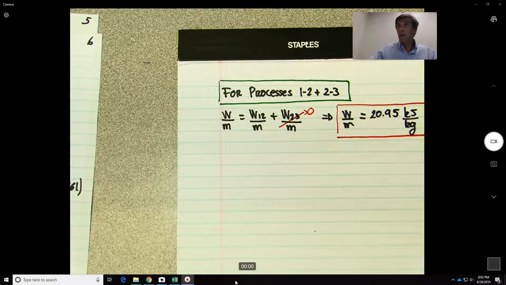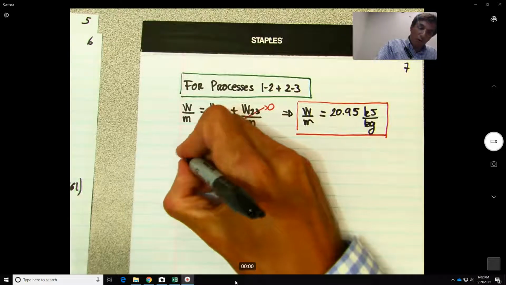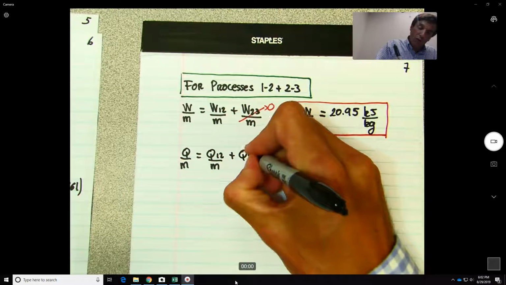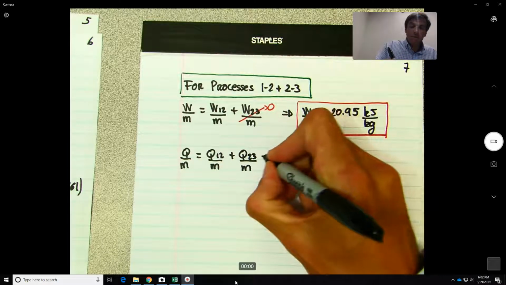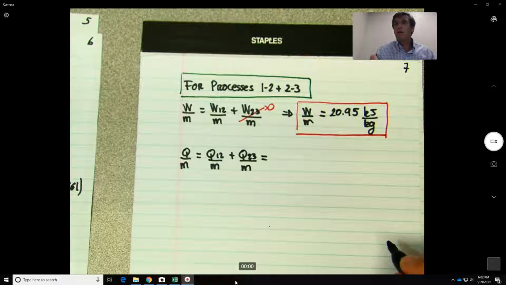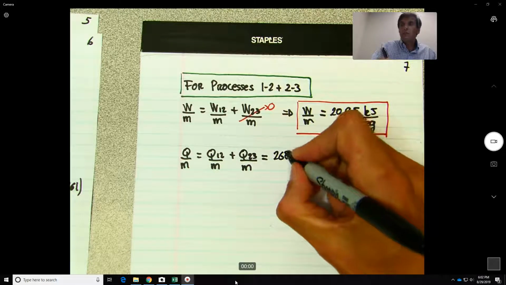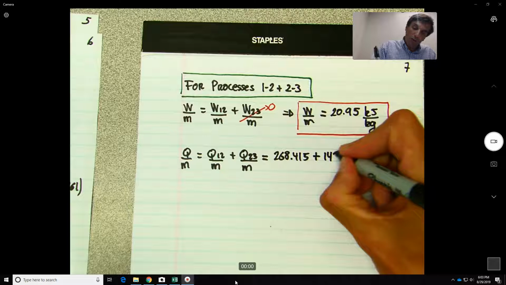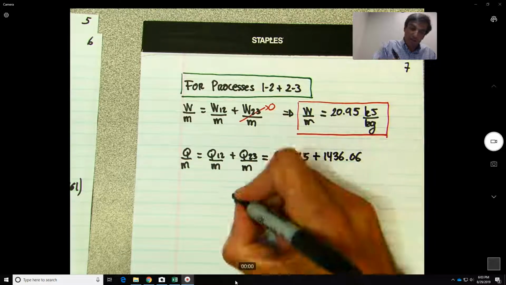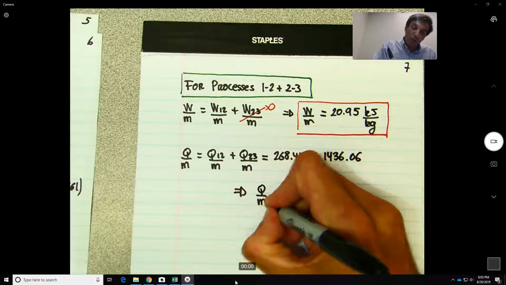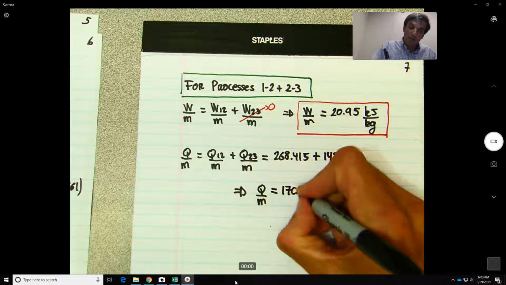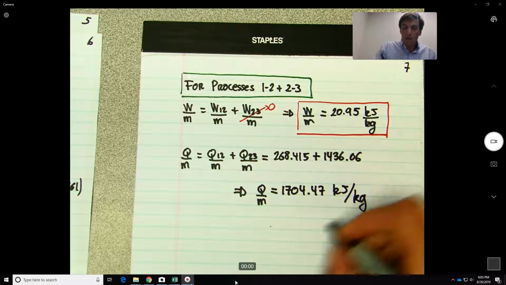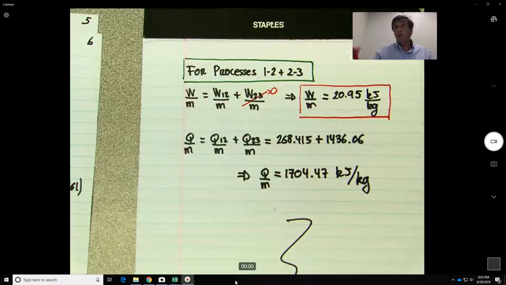And the total heat transfer will be Q over M equal to Q12 over M plus Q23 over M. So for Q12 we found 268.415 plus Q23 1436.06, which gives a total heat transfer of 1704.47 kilojoules per kilogram.